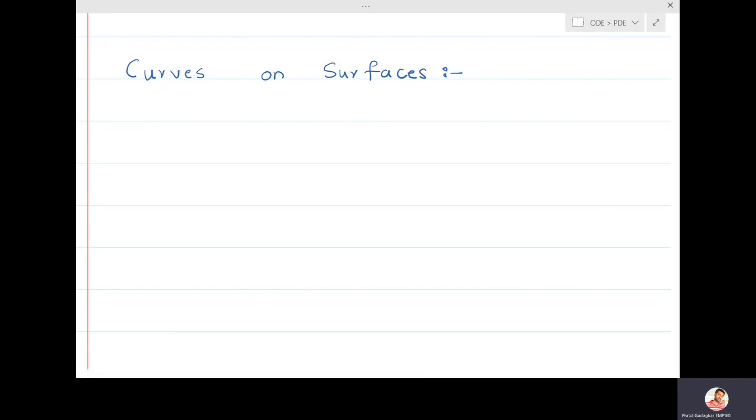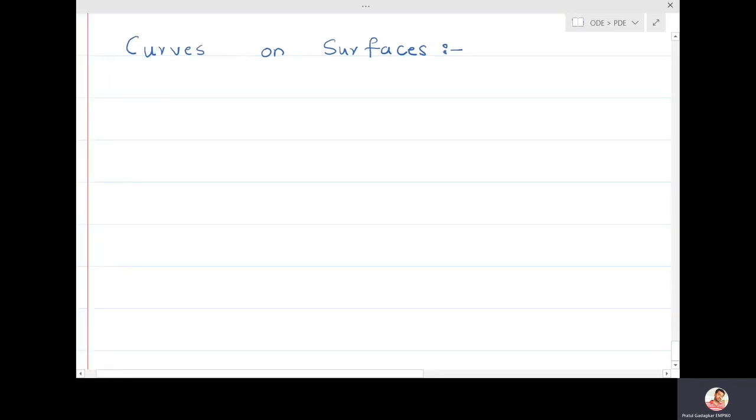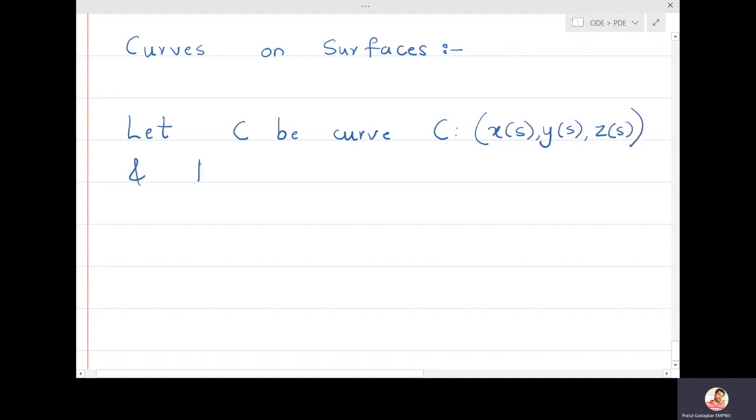Okay, so we will now mix the two things together. We have studied curves in the first section, and in the second section we have studied surfaces, and now curves lying on the surfaces. So let C be a curve, and the curve be given in parametric form as x(s), y(s), and z(s). So these are the parametric equations of that curve. And let F be a surface.